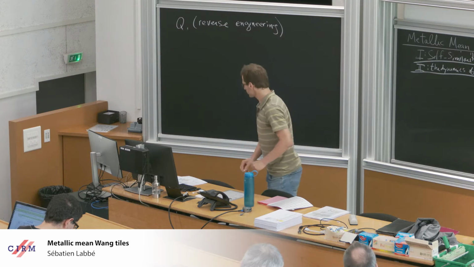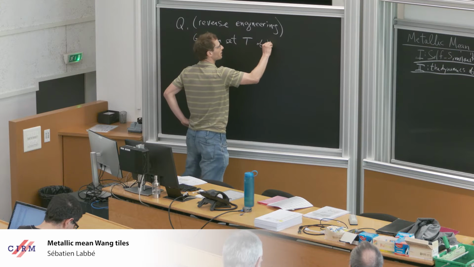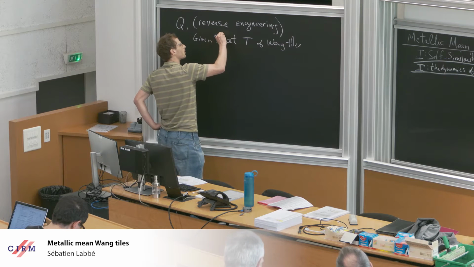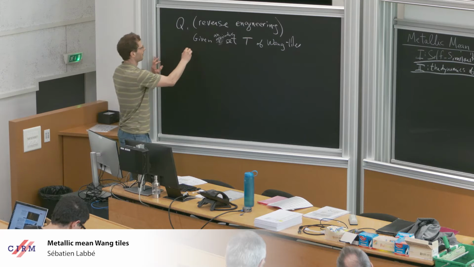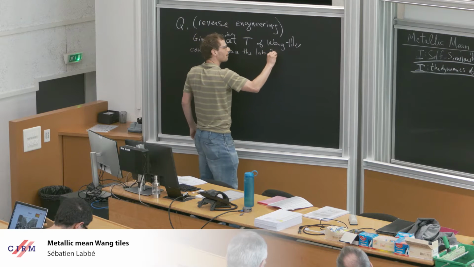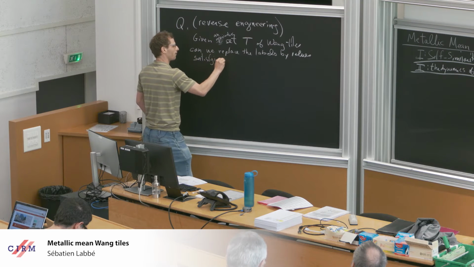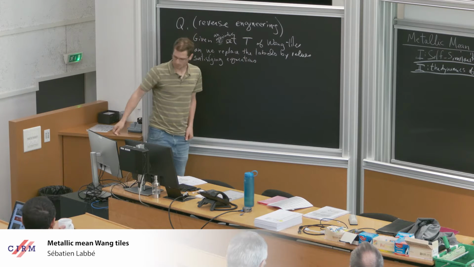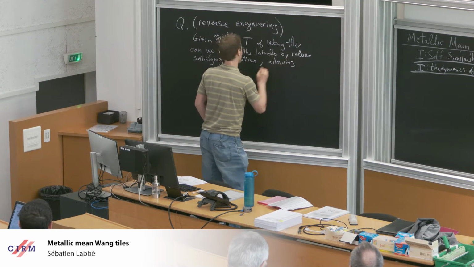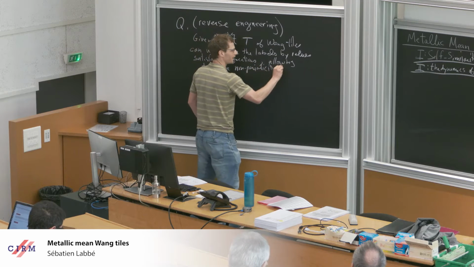So the question I was wondering was the following. Given a set T of Wang tiles, suppose it's an aperiodic set. So it tiles the plane and always non-periodically. Can we replace the labels by values satisfying equations? And then you use the equations allowing to prove non-periodicity in 10 lines.